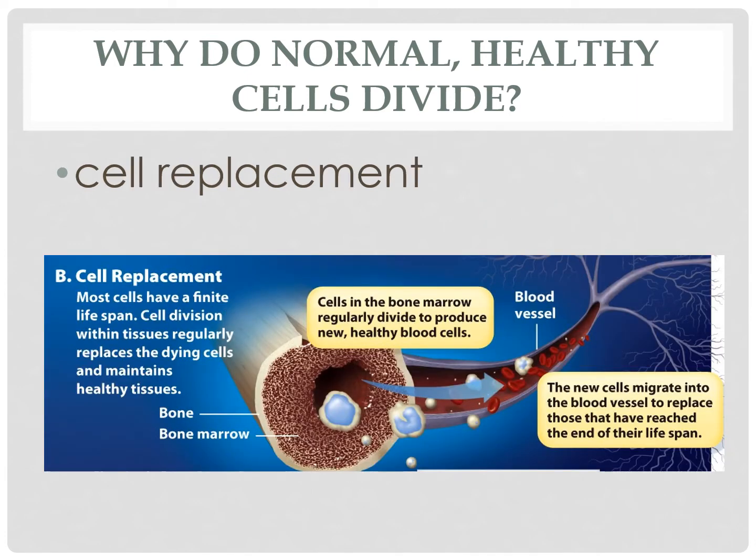The second reason that our normal healthy cells divide is cell replacement. And cells are being replaced pretty often, right? Not all the time. Most cells do have a finite lifespan. Some of them last longer than others. So cell division is happening pretty regularly within your tissues, and it's doing so to replace dying cells and maintain healthy tissues, basically. So cells in the bone marrow regularly divide to produce new healthy blood cells, and then they kind of work their way out.